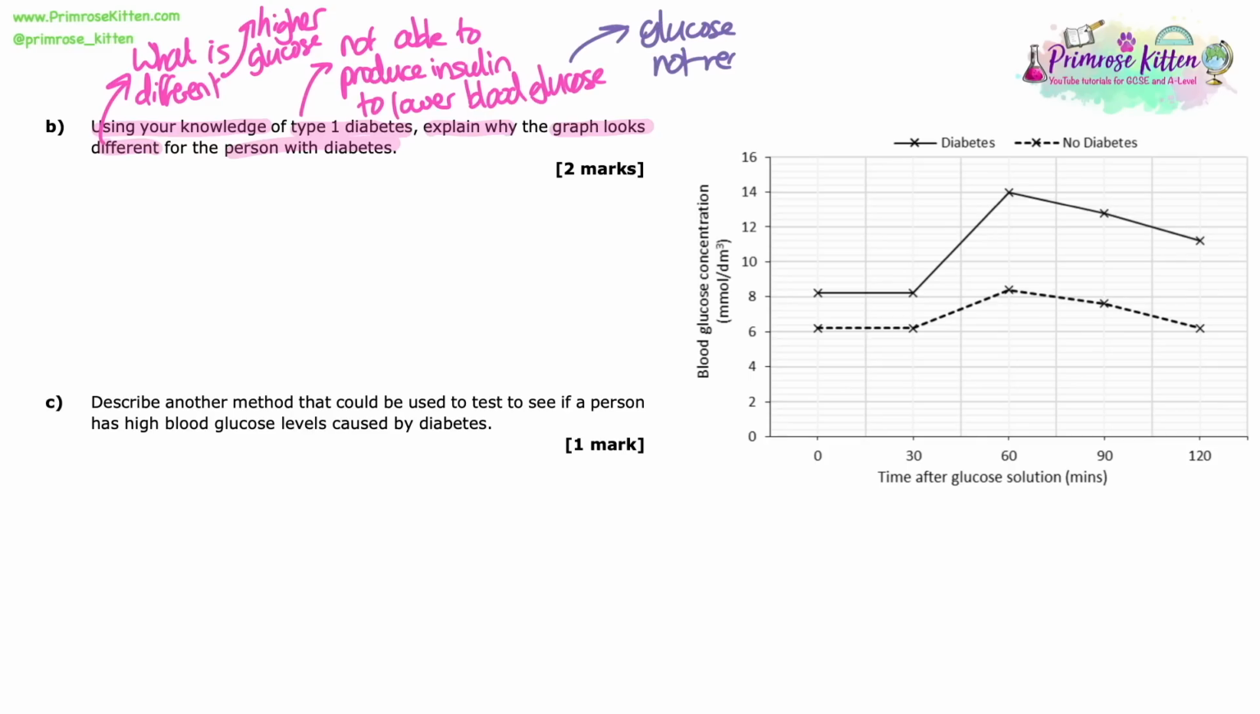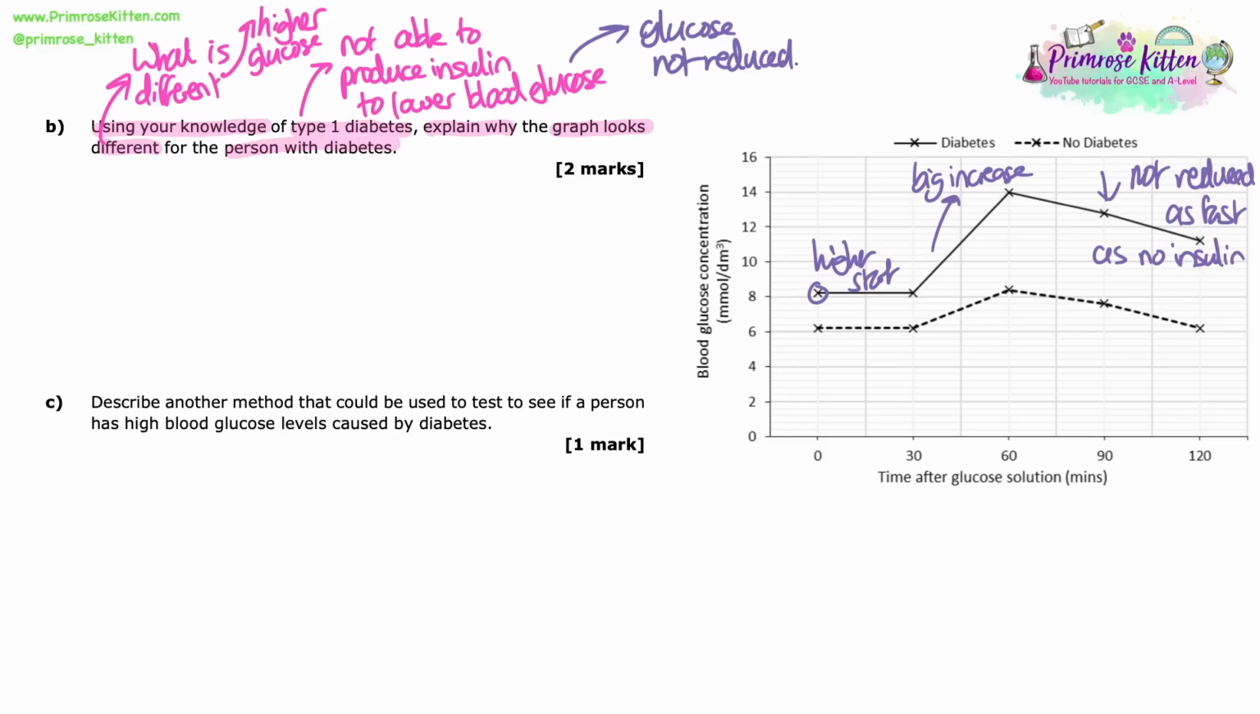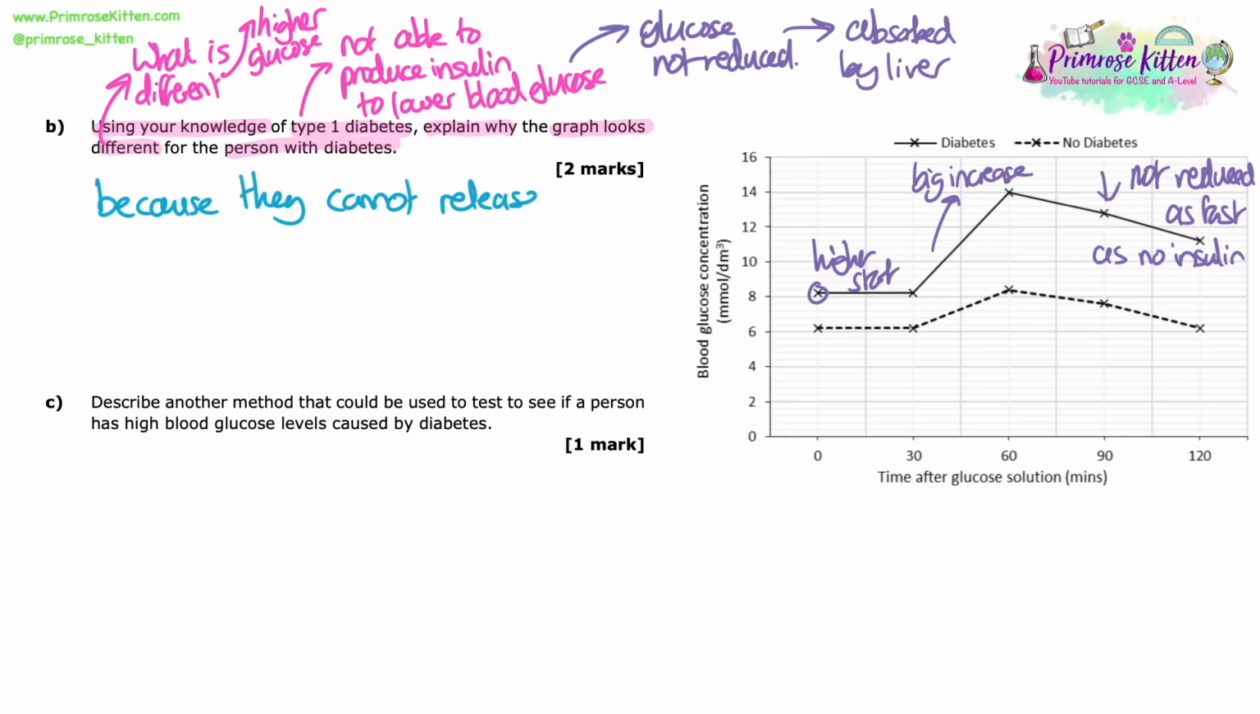What's not happening, using our knowledge of type 1 diabetes? The glucose is not being reduced as fast or as rapidly, and there is a bigger increase because there is no insulin being produced. So why is the glucose not being reduced as fast? Because it's not being absorbed by the liver, because we don't have any insulin. So that's our 2 points. If you just said there's no insulin, that's not going to get you the full set of marks because we need to be able to explain that.